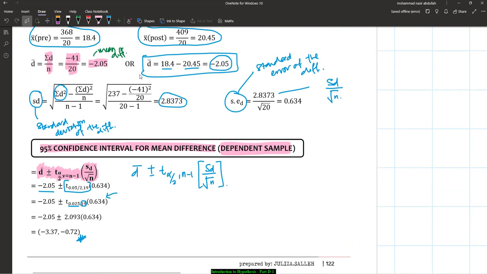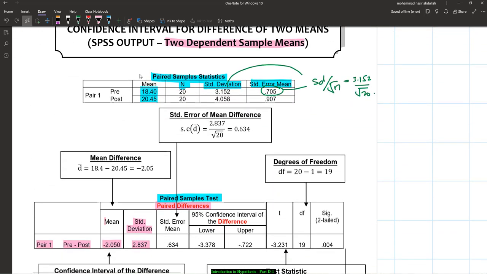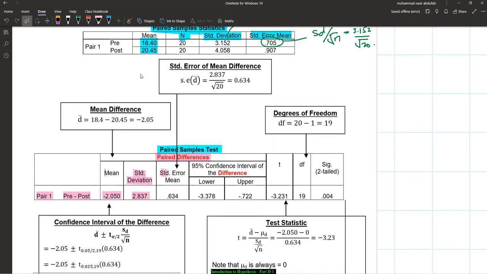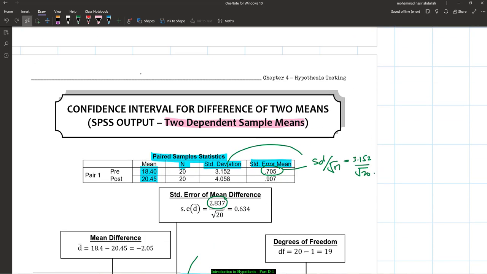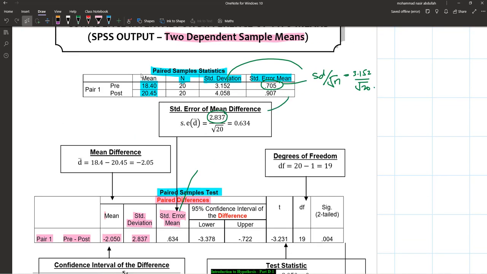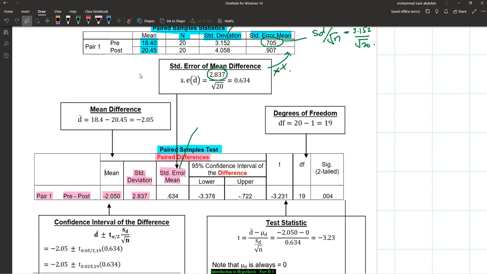You can see our calculation is also the same. This is the standard error of the mean difference, which is the standard deviation of the difference divided by the square root of n. This is not equal to the standard error of the mean from the previous table. It's not equal. So this is actually the standard error of the difference for the mean.